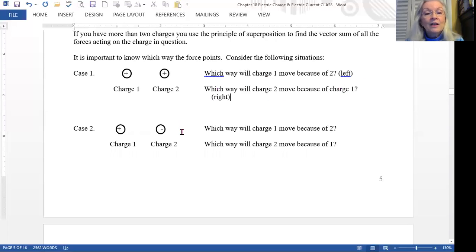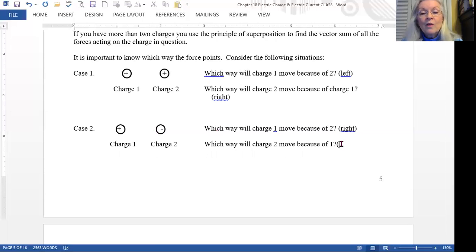All right, let's look at our second case. We've got opposite charges. Charge 1 is positive, charge 2 is negative. Which way is charge 1 going to move because of charge 2? Charge 1 is going to be attracted to charge 2. Opposites attract. So that means charge 1 is going to go right because charge 2 is there.